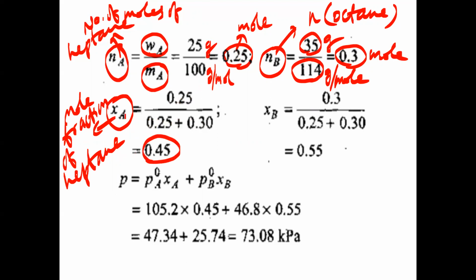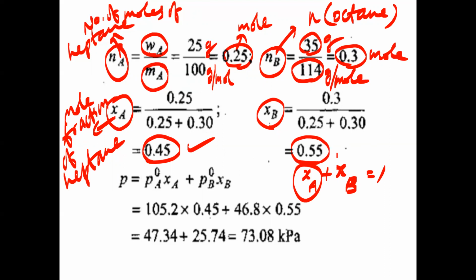If you know the mole fraction of liquid A, the mole fraction of liquid B will be found from XA plus XB, which must be equal to 1. So the mole fraction of A plus the mole fraction of B is equal to 1. Therefore, if XA is 0.45, then XB must be 1 minus 0.45, that is 0.55. So 0.55 is the mole fraction of octane. So we understood the mole fraction of liquid A and of liquid B here.